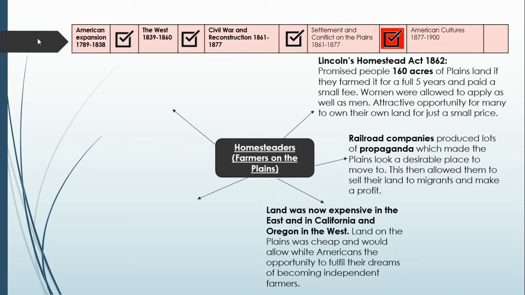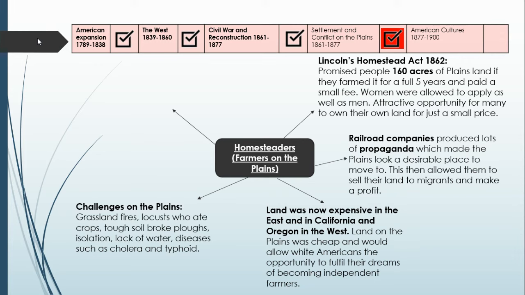So we have seen these areas become extremely popular, and this has now meant that land has become more expensive. So land on the plains was cheaper. It would allow white Americans to fulfill their dreams to become independent farmers. So this now looks like a very attractive opportunity.